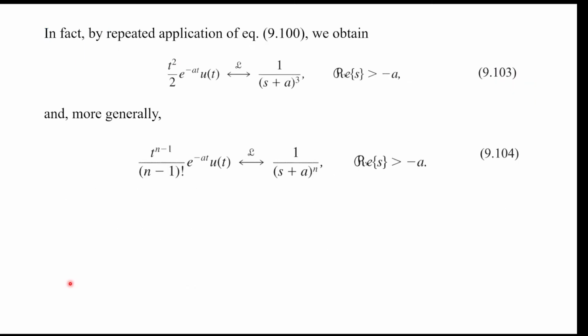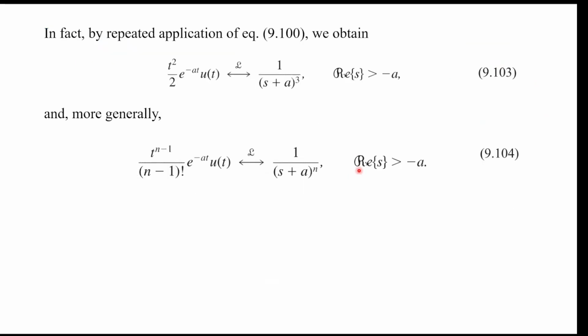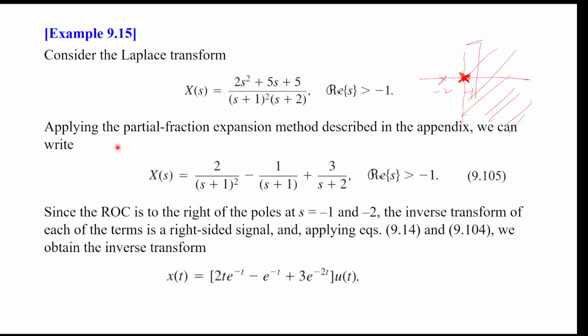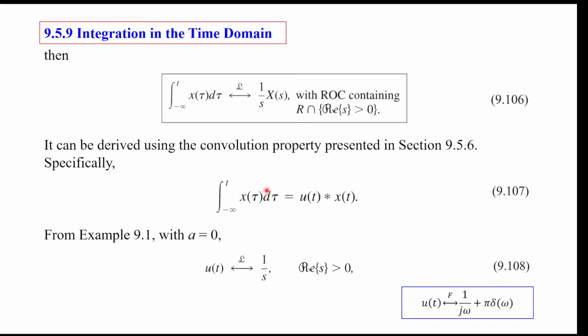And as we said, if you have some ROC to the left side of your pole, then you need to apply the left-sided inverse Laplace transform. We don't do the derivation here, but later in the table we'll include the left-sided signal for this. Okay, and let's talk about the next thing.